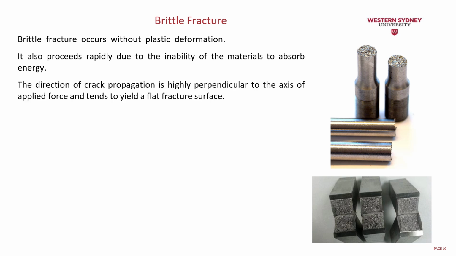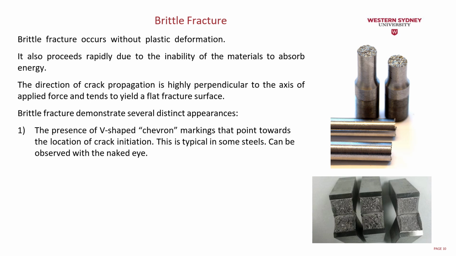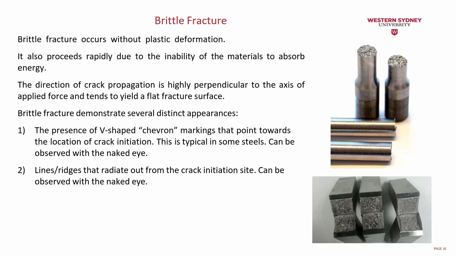The direction of the crack propagation is going to be highly perpendicular to the axis of the applied force and tends to yield a flat fracture surface. Brittle fracture demonstrates several distinct appearances, for example, the presence of a V shape, which we call a chevron, pointing toward the location of the crack initiation. This is typical in some steels and can be observed with the naked eye.